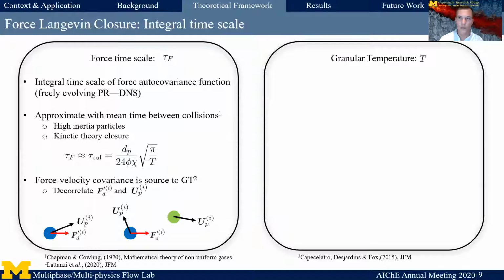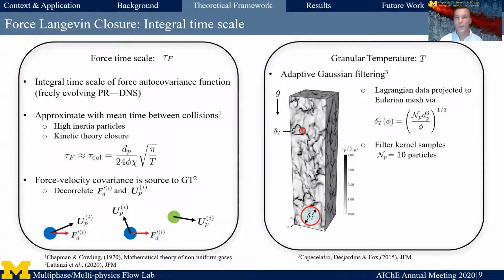But this introduces a little bit of a challenge in that we now need to compute on the fly our granular temperature. So in order to do that in our Euler-Lagrange framework, we're going to utilize an adaptive Gaussian filter method, which has been developed and validated within our group. Specifically, the Lagrangian data is projected onto an Eulerian mesh with an adaptive Gaussian filter. And this filter is designed to sample the 10 nearest particles. So in regions that are very, very dense, the filter becomes very compact, but in regions that are devoid of particles, that filter becomes very large.